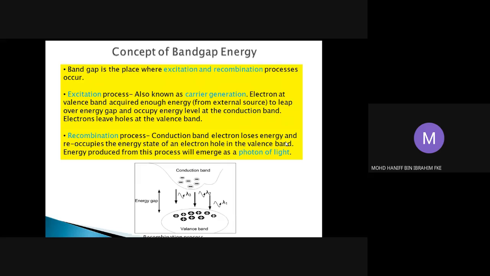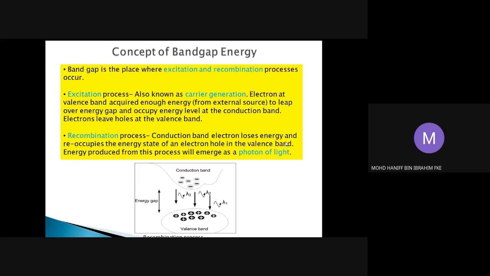So the band gap, which is between the valence band and the conduction band, is the place where the excitation and recombination processes occur. What is meant by excitation and recombination? Basically, these are the processes that take place in light generation, or photon generation, in the LED or in the laser diode. The excitation process is also known as carrier generation, which means the generation of electrons and holes.